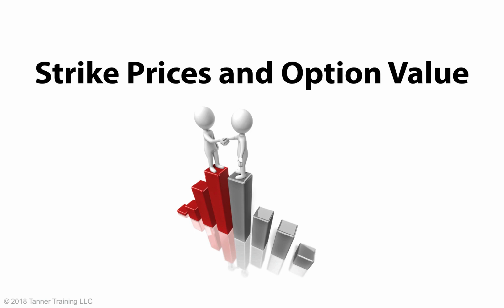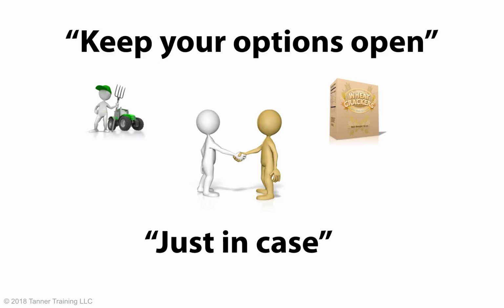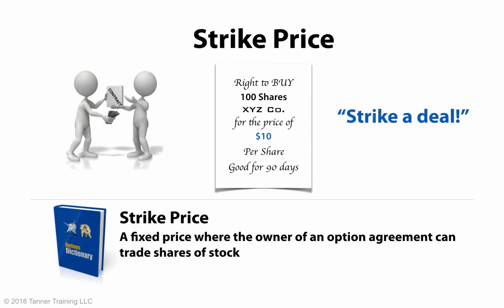Let's now talk about strike prices and how that changes the value of an option. A way to look at an option is to use the words, keep your options open. This is sometimes a just in case type of thing. It's just an agreement that gives us choices and guarantees that we can have certain rights and certain powers and certain choices and ability to do things in the future.